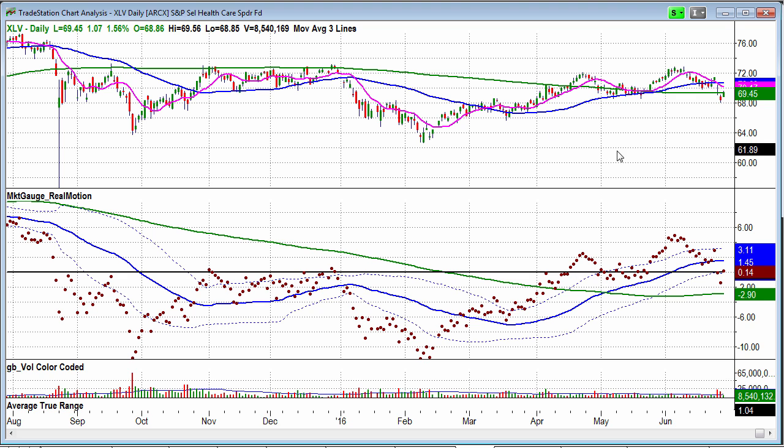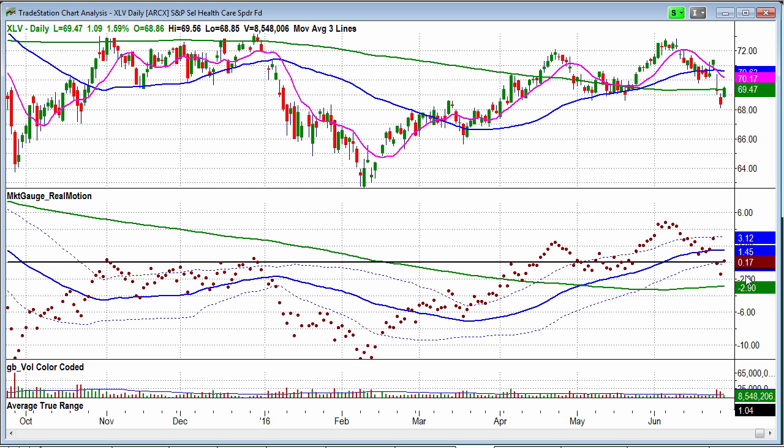So XLV, as I said, had been one of the stronger ones over the last 3 months, not necessarily over the last 6 months, but I knew that it was pulled back to the 200. And as a result, let's take a look at its momentum. So now its momentum hasn't broken down below the 200.